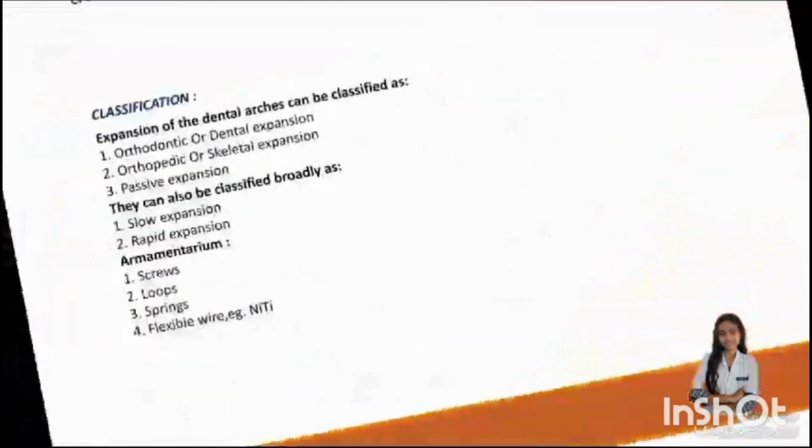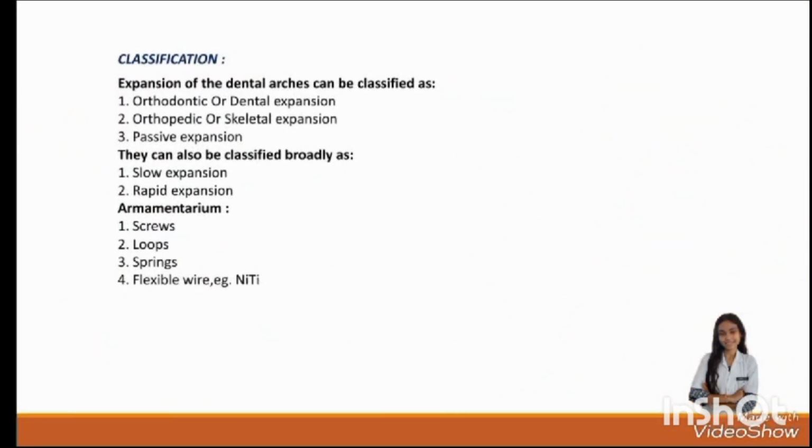Classification. Expansion of dental arches can be classified as orthodontic or dental expansion, orthopedic or skeletal expansion, and passive expansion. They can also be classified broadly as slow expansion and rapid expansion. Armamentariums are screws, loops, springs, and flexible wires like nickel titanium.